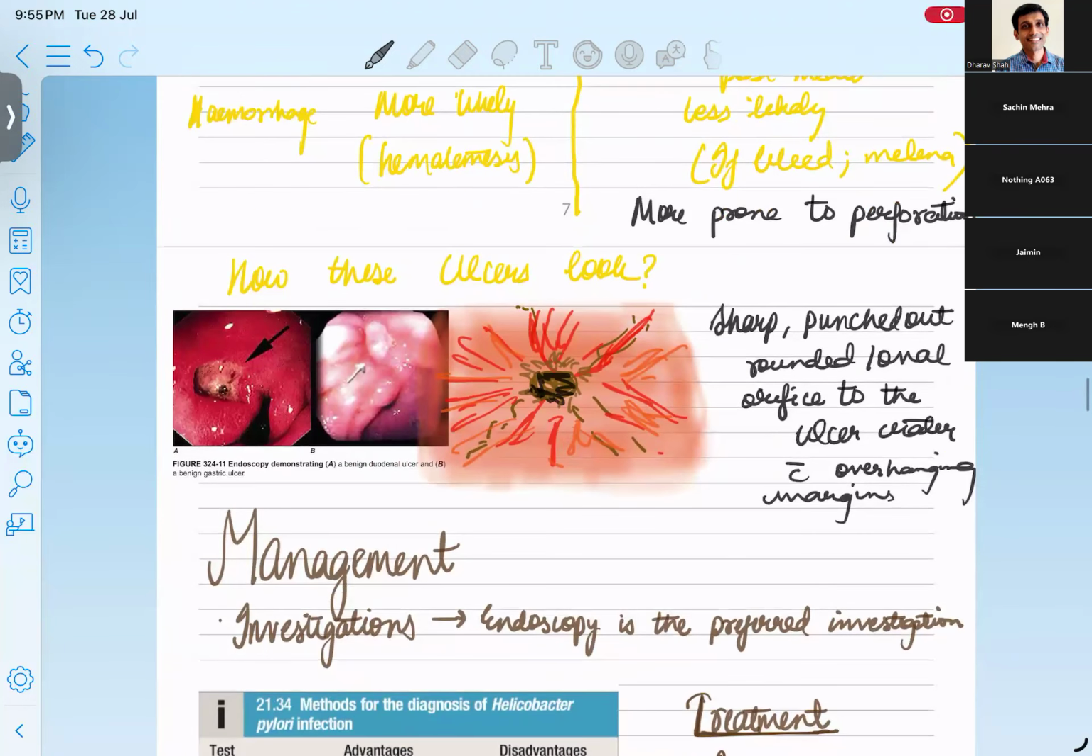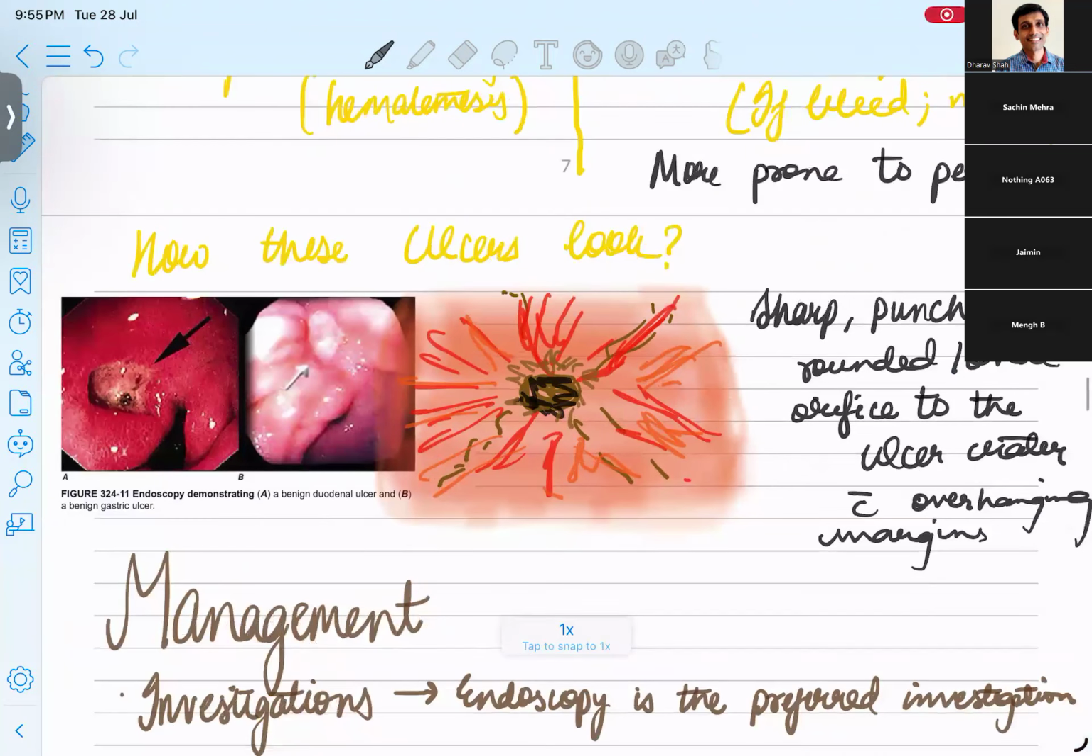How do these ulcers look? In the endoscopy, we can see here that the first image is the benign duodenal ulcer, and the second is the benign gastric ulcer. This is how we often see them in the endoscopic images.